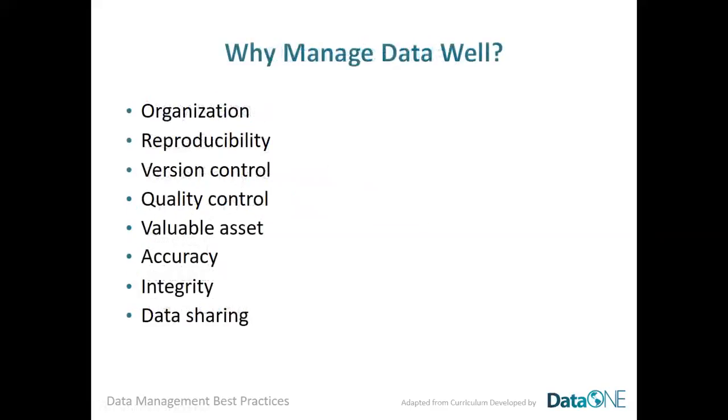So why do we want to manage data well? Good data management best practices are helpful in making sure that you have a well-organized data set. It also supports reproducibility of data, which is a hot thing today. Funders especially, and journals, want to make sure that the research they publish and the grant funders support is reproducible. And so data management supports that. Version control is also important when you're dealing with multiple versions. You want to be organized about how you maintain versioning.